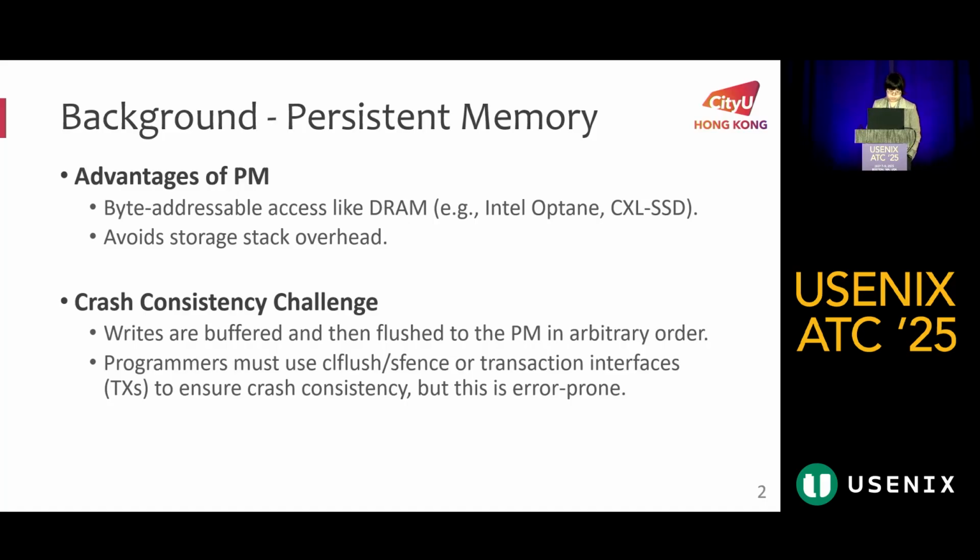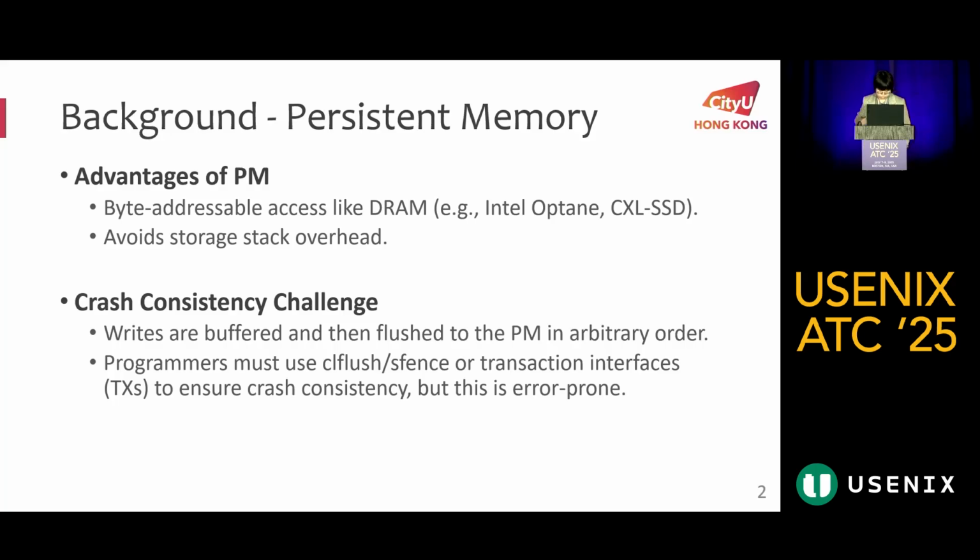So let's start with some basic background. Persistent memory is introduced with advantages like byte-addressability and avoiding the storage stack overhead. This allows directly operating on the persistent data in memory. Well, the challenge is that persistent memory itself needs to ensure crash consistency. This is because writes are buffered in the volatile area and then flushed to the PM in an arbitrary order. So programmers need to use low-level instructions like flush and fence, or transaction interfaces, to ensure crash consistency.